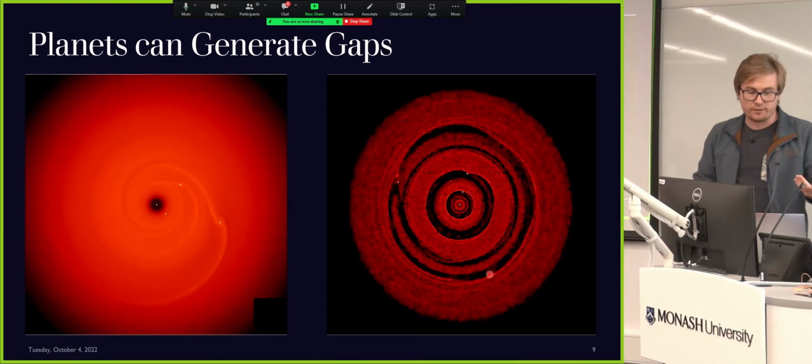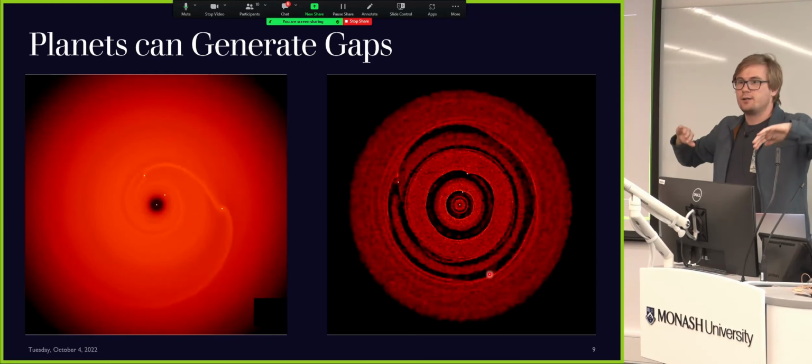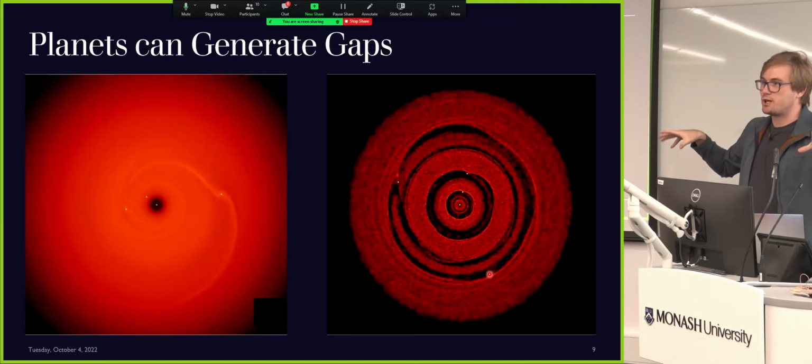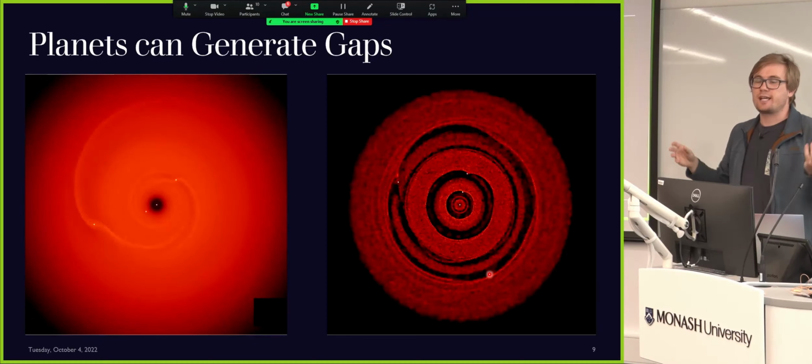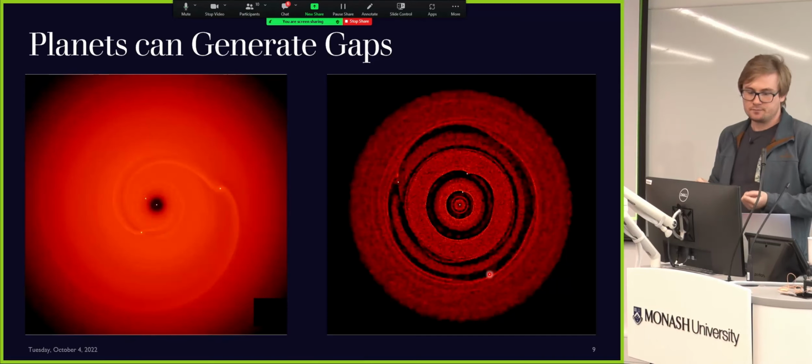You can also generate gaps in disks. The planets can generate gaps in disks by carving a gap in the gas, and that will create a pressure maximum outside of the planet's orbit, and that pressure maximum will trap dust grains as well. So in the case of PDS 70, that's exactly what's happening.